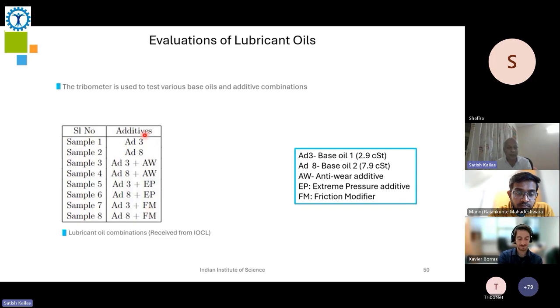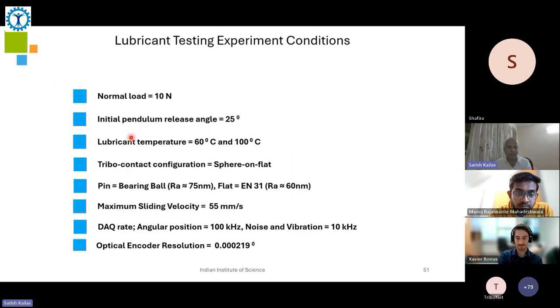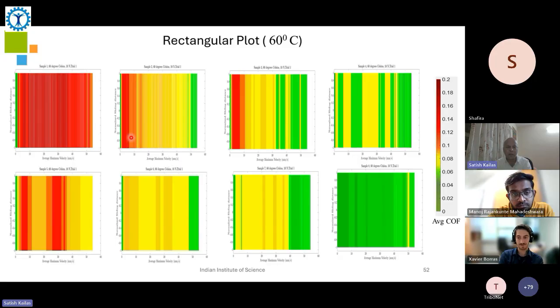So we studied these 8 different samples under the same kind of conditions that we used for the previous set of experiments. Here we also did experiments at room temperature, 60 degrees and 100 degrees. Room temperature data I'm not presenting because many of these reactions take place only at 60 degrees and above. But between these 8 samples, sample 1, 2, 3, 4, 5, 6, 7, 8, I can see differences.